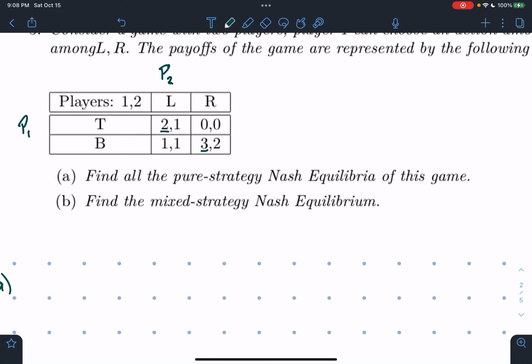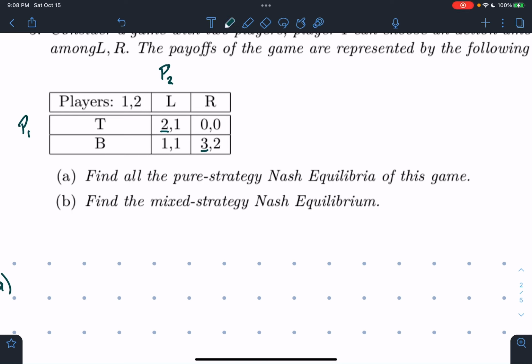Now let's do the same and look at the best responses for player 2. Suppose first that player 1 is playing T. What's the best response for player 2? They get 1 if they play L, and 0 if they play R, so they prefer L. Finally, say player 1 plays B. They get 2 from playing R and 1 from playing L, so they play R. That's their best response.